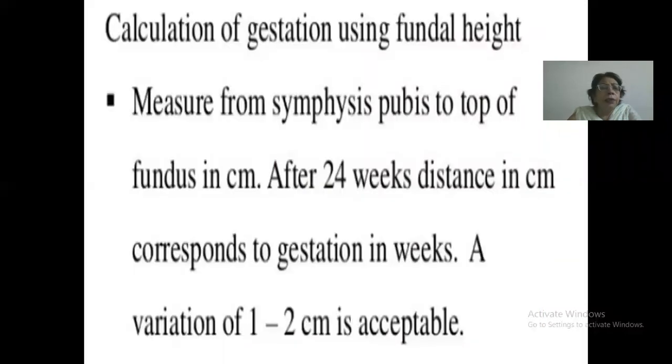Then another thing you need to do with the measuring tape is you measure the symphysiofundal height, and this is again measured in centimeters. After 24 weeks, the distance in centimeters corresponds to the gestation in weeks. A variation of 1 to 2 centimeters is acceptable. So if it is 28 centimeters, the gestation is 28 weeks, and this is valid only after 24 weeks of gestation.